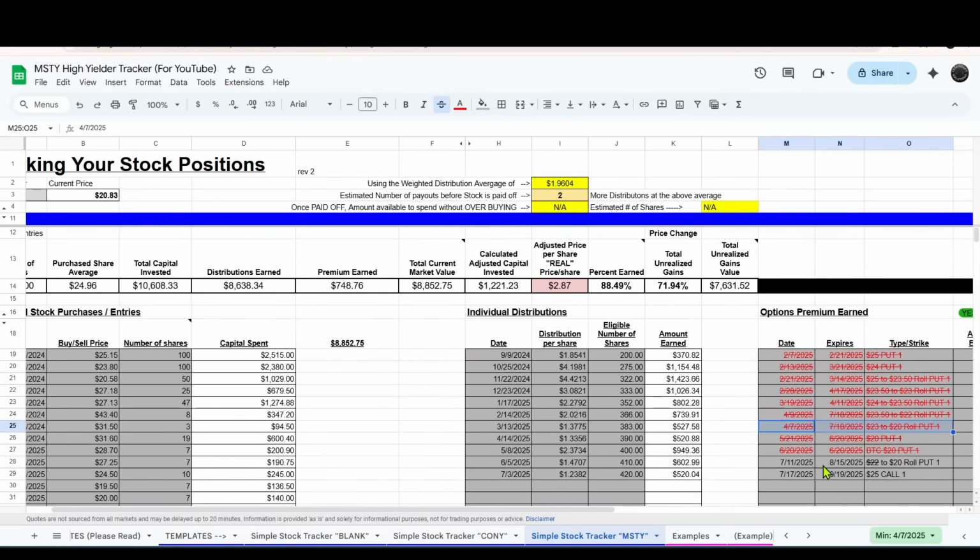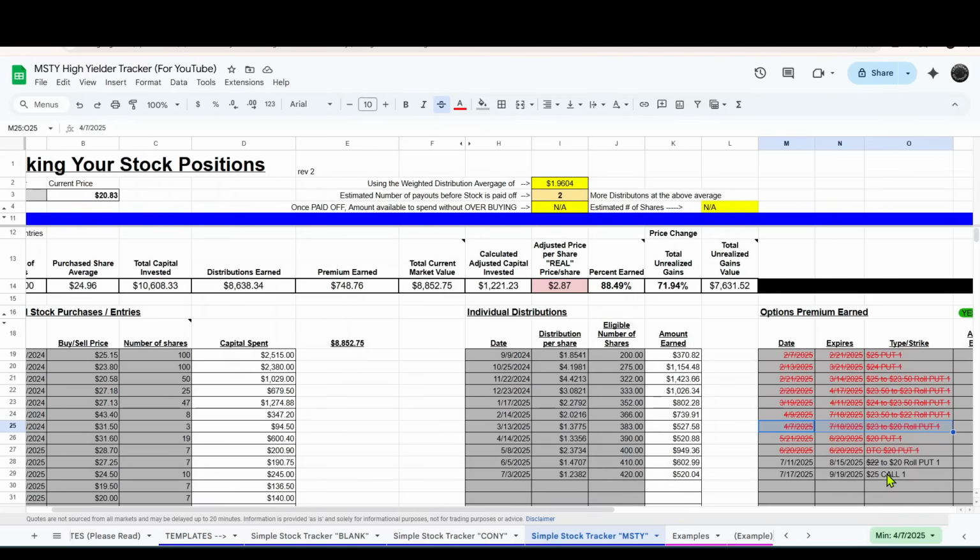We'll see if that one can expire worthless, or if it starts getting close to that 20 again, then I may try to roll it down to say 19 or something, right? Move it out a month, roll it down to 19, and maybe make another 20, 30 bucks by doing so.